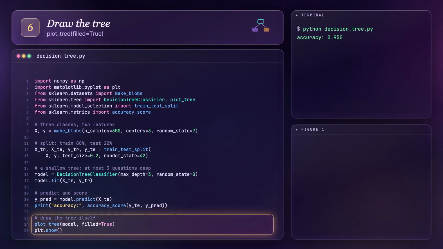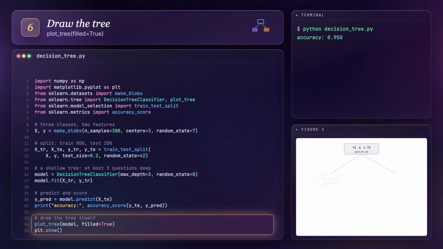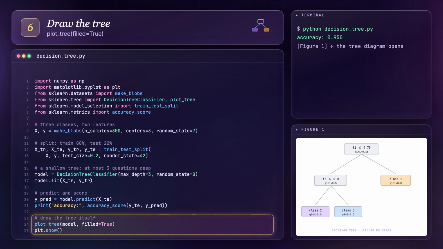And now the fun part, plot tree draws the actual decision tree with filled equals true coloring each node by its majority class. Plt.show pops it open, and you can literally read the model's logic one question at a time.